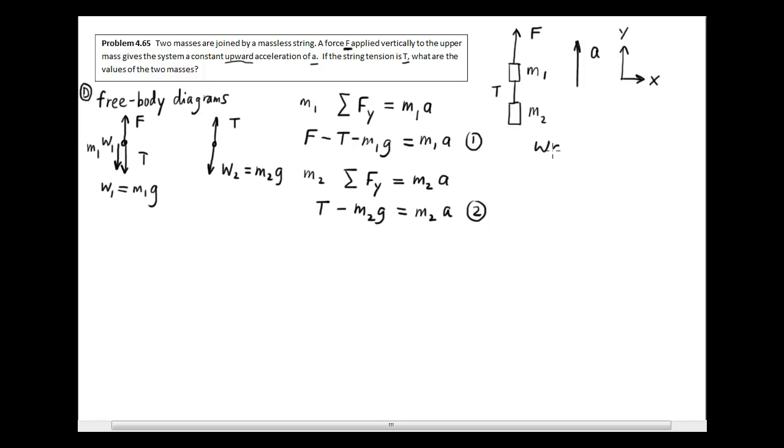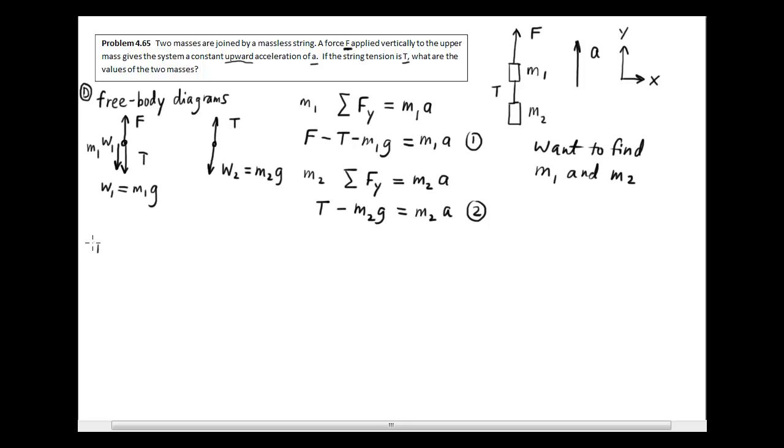I want to find, I probably should have written this down at the outset, but I already mentioned it in the description of the problem. We want to find m1 and m2. None of those are given in the problem. Only the force F, the tension T, and the acceleration a are given. So we want to find those. And let's look at the equations. We'll look at equation 1. What are the unknowns in it? The only unknown in equation 1 is m1, because F and T and a are all given. g, we know the value of g, so m1 is the only unknown.